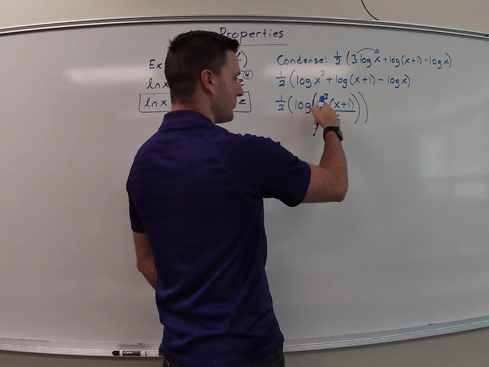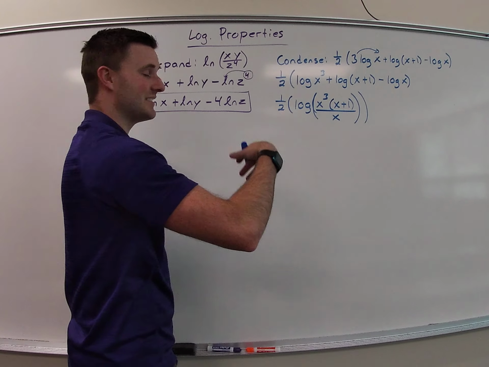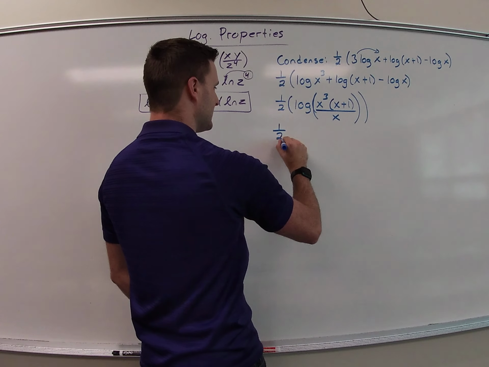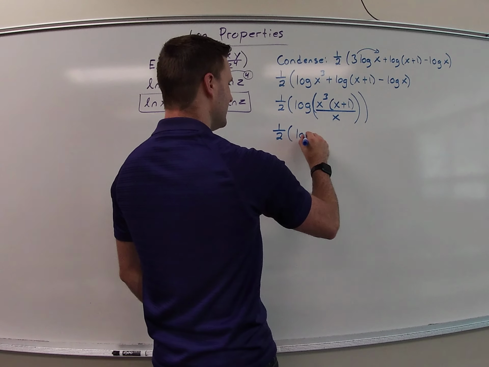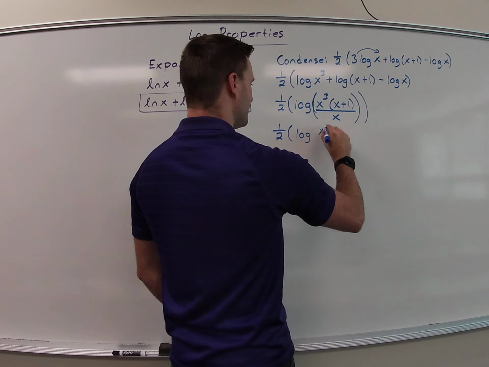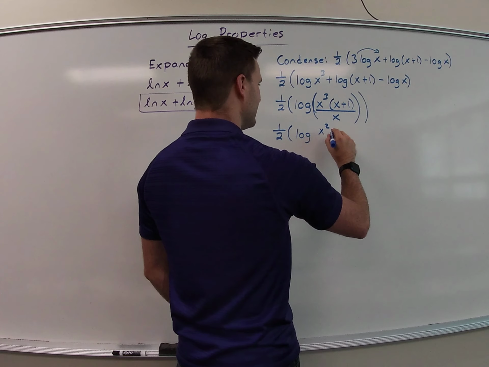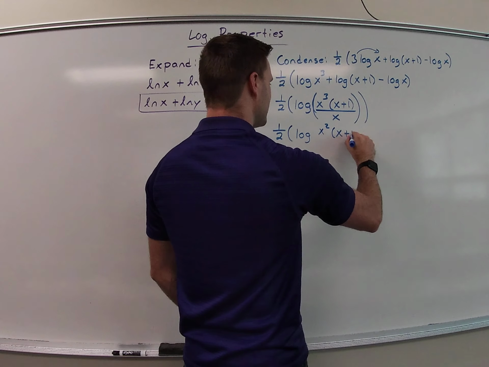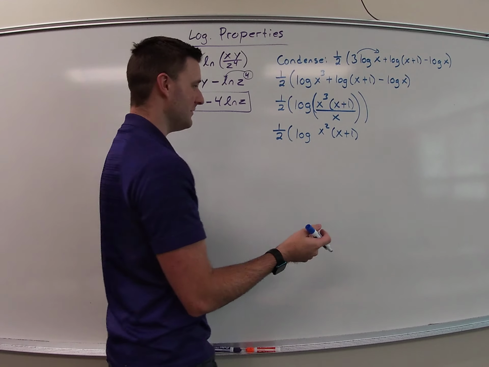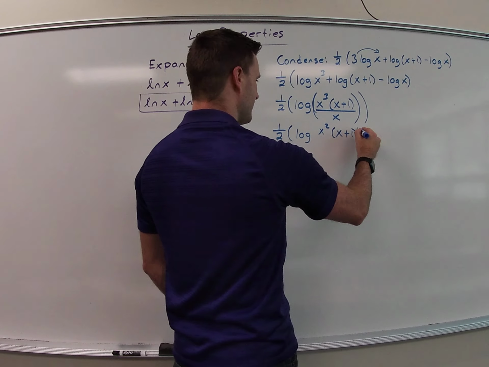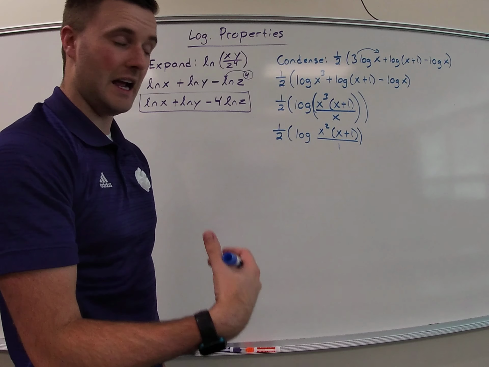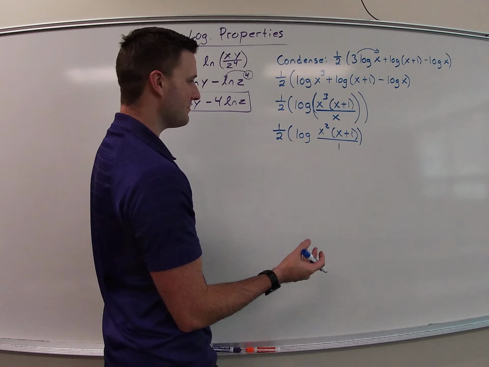If I have an x to the third, or 3 x's in the numerator, and I have 1 x in the denominator, when I reduce this, I get 1/2 times the log of x to the second times x plus 1. If I had 3 x's and I took 1 away, then I have 2 left over. And this technically is all over 1, or you can just leave that 1 out. So we got rid of the fraction.